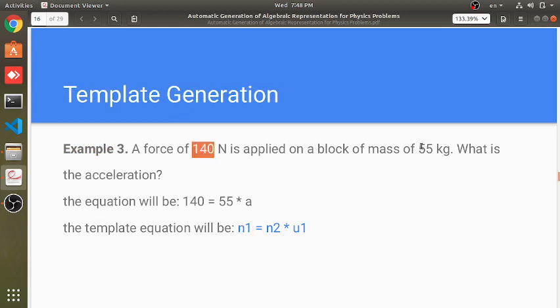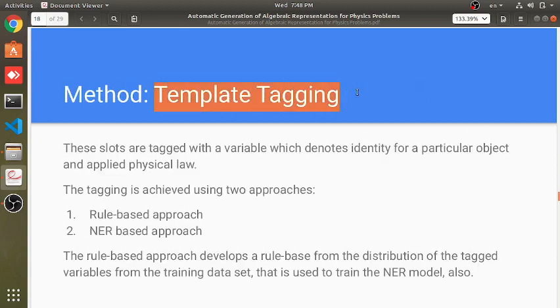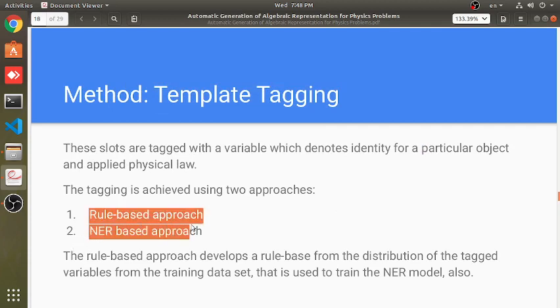Is it 140 or is it 55? Because we know that this is a number, obviously it is either 140 or 55, but which one? That you have to determine. So for that we have used the step of template tagging. For that we have used two approaches. One is rule based, another is NER based.